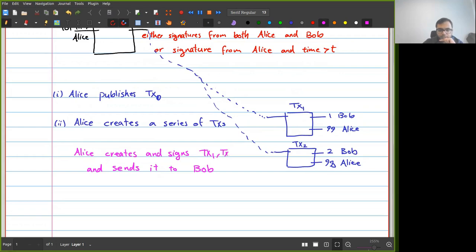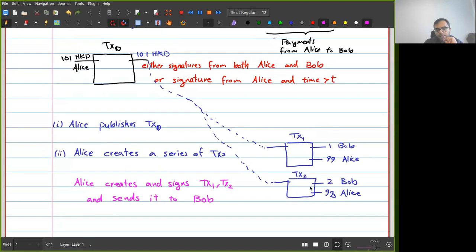She can sign it and she can send it to Bob. Now, at this point, Bob has both of these transactions and can sign any one of them and publish it on the network and then get his money. But of course, Bob would prefer to sign transaction 2. It would be stupid for Bob to just sign transaction 1 since he's paid less there, right? And he cannot sign and publish both of them.